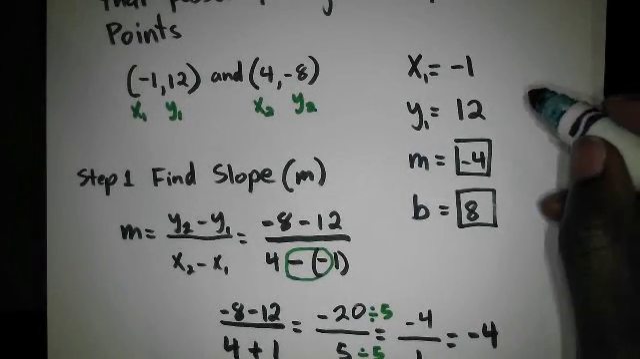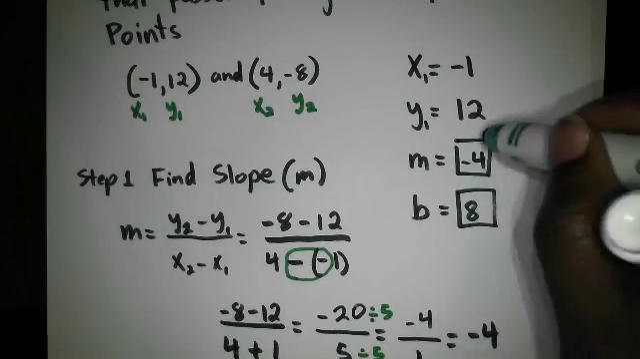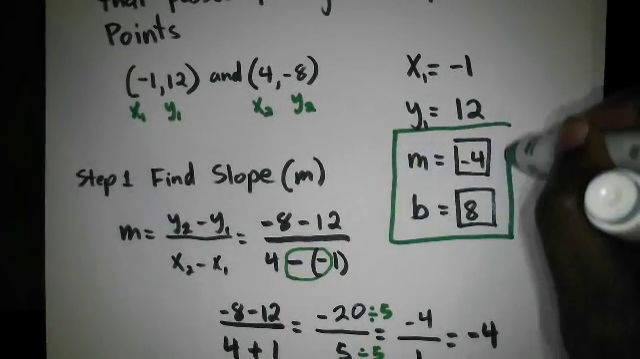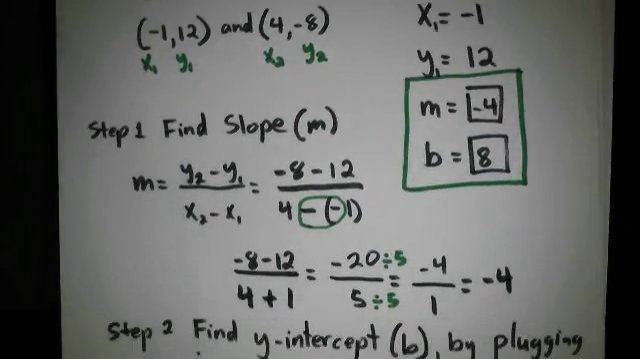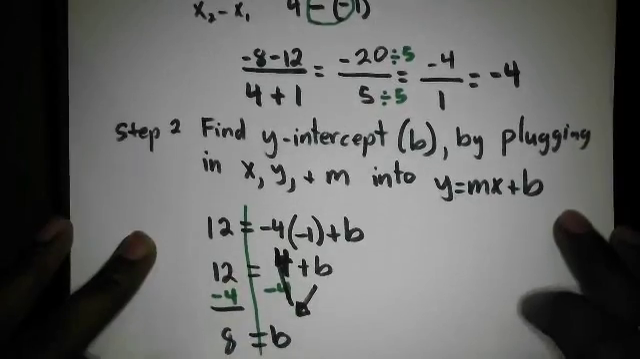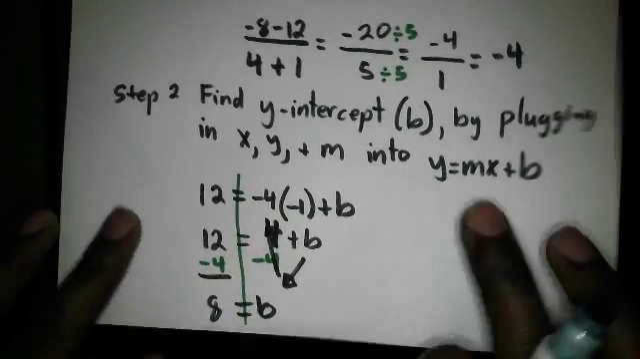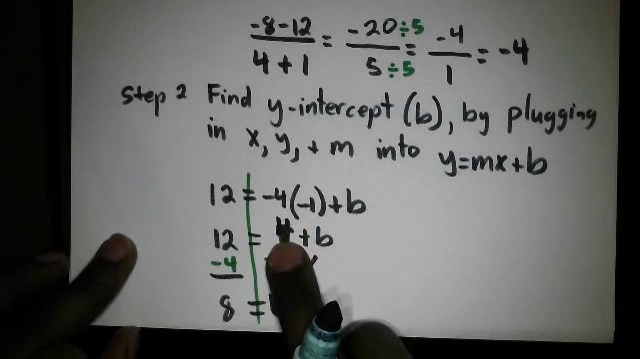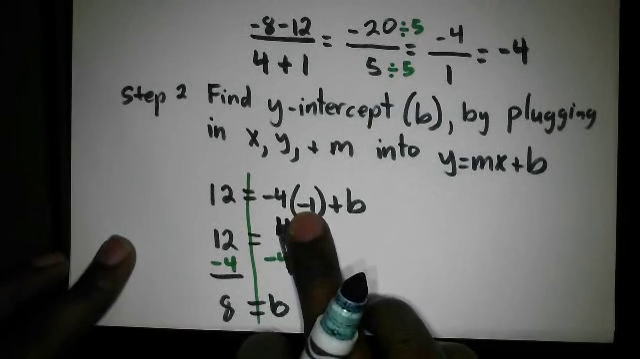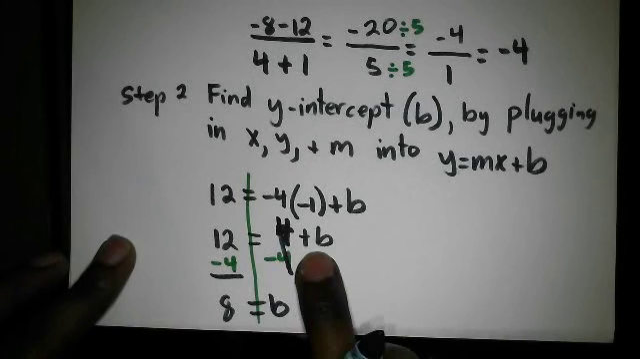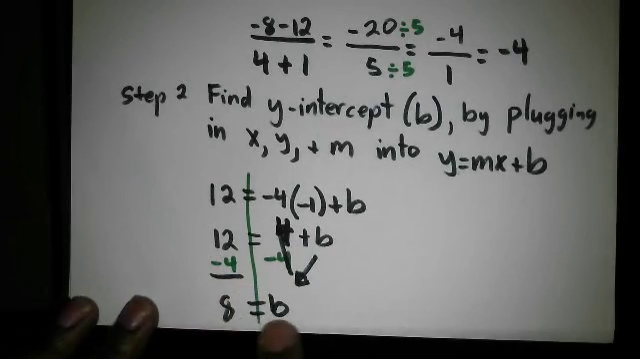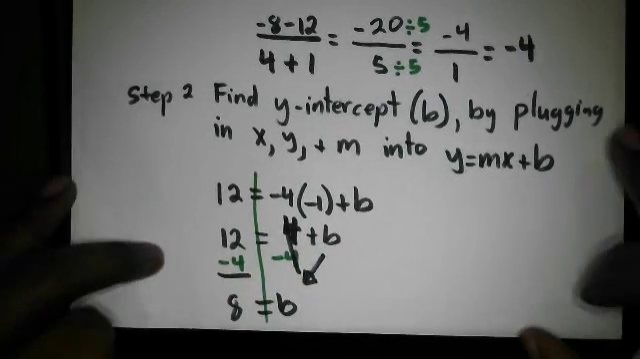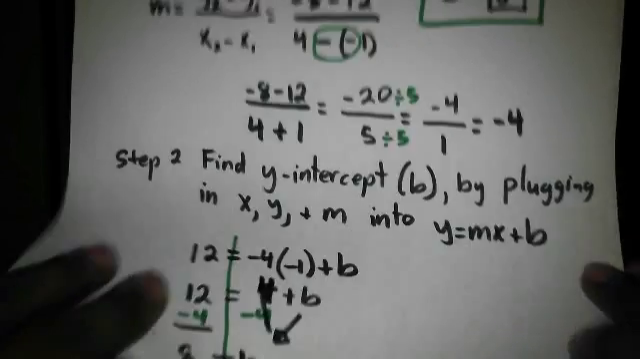So step number 3, we're only going to use these two for step number 3. Let's go ahead and do that. I'm just going to go right back to step number 2 so you can see it a little bit. When we find it, we plug in the numbers. We had -4 times -1, which equals +4 plus b. We subtracted 4 from both sides, and then we have b is equal to 8. Alright, so let's go ahead and do step number 3.